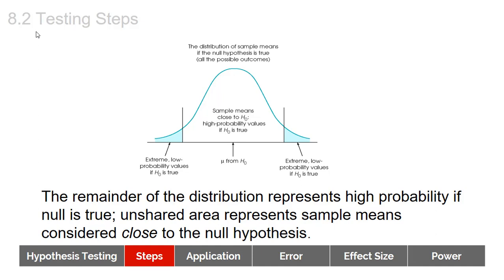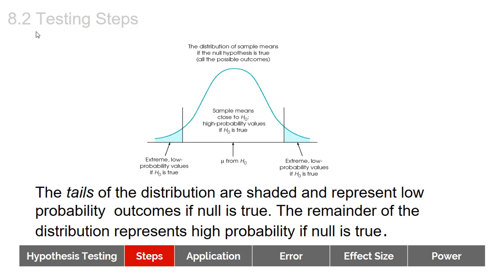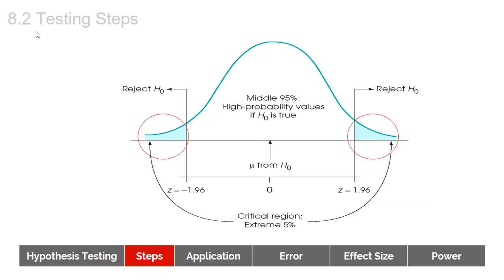And I know that it doesn't seem close, but all that part in the middle we call high probability that the null hypothesis is true. They're close. The tails of the distribution are shaded, and again, they represent low probability outcomes if the null hypothesis is true, and the remainder represents high probability if the null is true. I know I'm repeating myself a little bit here.